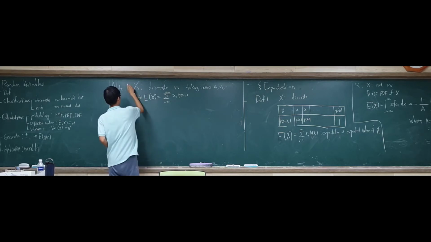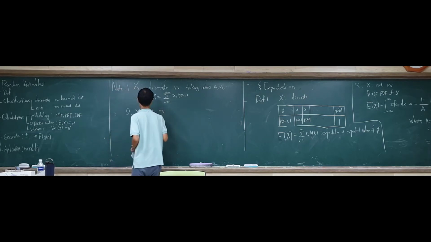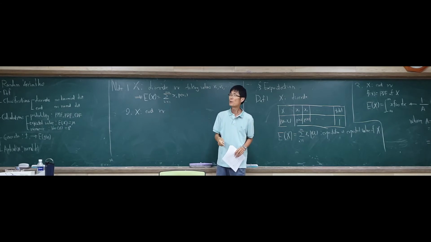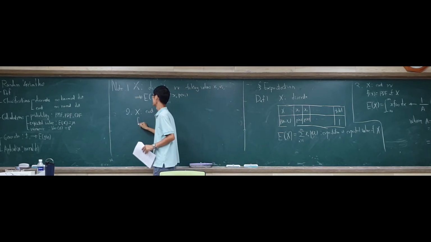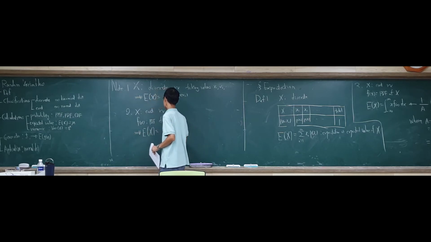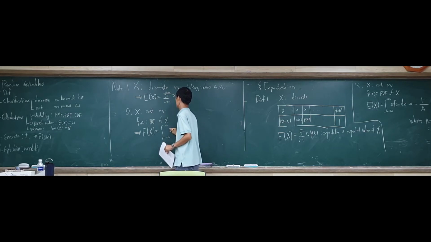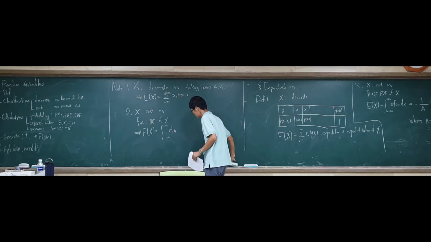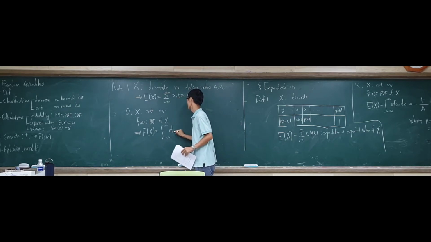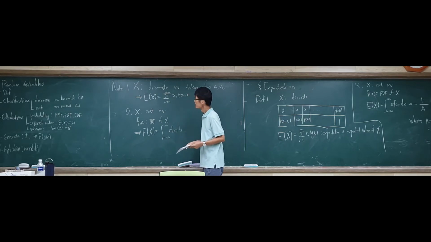And if x is a continuous random variable, it is determined by a probability density function. So let f(x) be the PDF of x, then the expected value of x is defined as the integration of small x multiplied by f(x) dx, in this way.